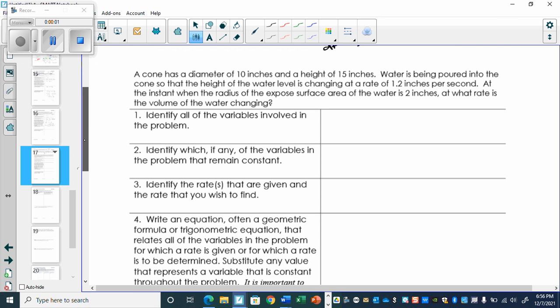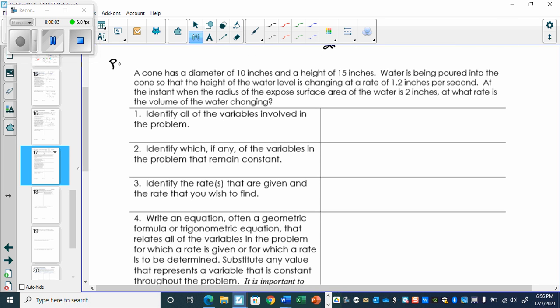We're going to do that one, but this is actually problem number 4. It says a cone has a diameter. So here's my cone, and that means the radius is 5, right? And a height of 15. So the ratio of radius to height will be 10 to 15, or we'll just leave it at that.